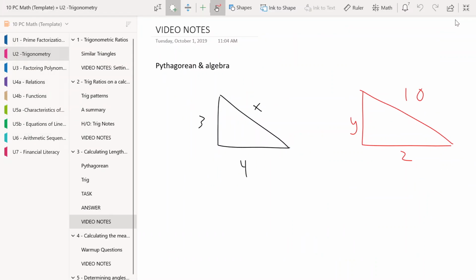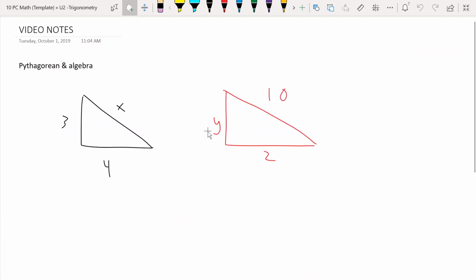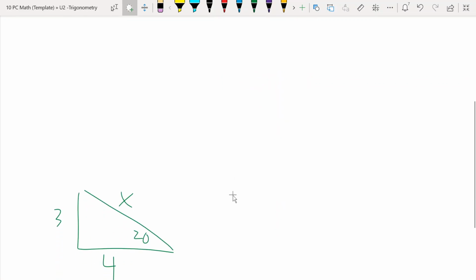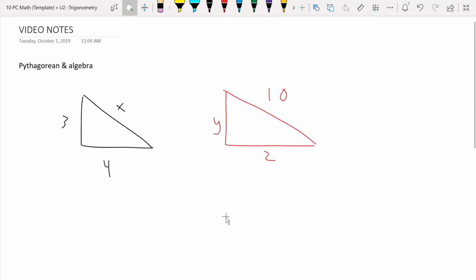All right, so we're going to be looking at how to do missing side lengths when we're dealing with right angle triangles. There's going to be two. There's one that has Pythagorean and one that we're going to use trig for. That's the trig one down there. So let's do Pythagorean first. Probably remember this from grade 9.